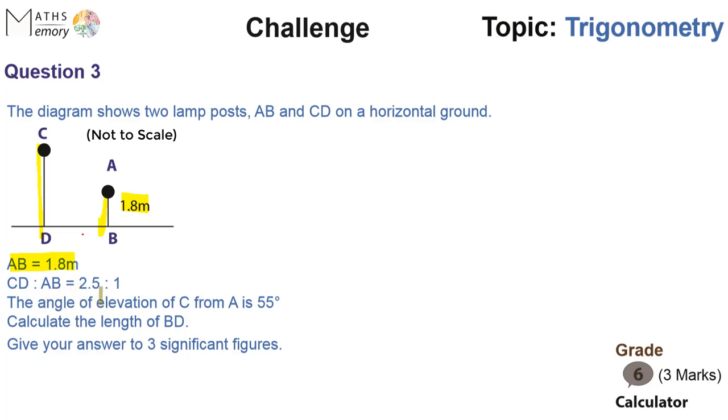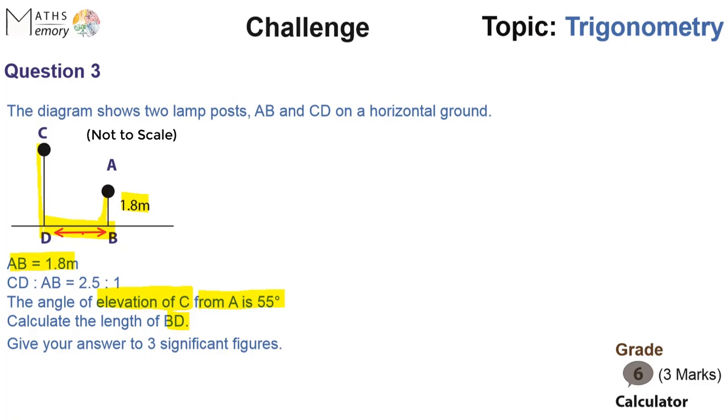The angle of elevation of C from A is 55 degrees. So this word elevation has cropped up before. It's applied trigonometry. Calculate the length of BD. So BD is this length here. We need to find out that length. Let's see how we can form a right angled triangle using this and what we can take away from this.